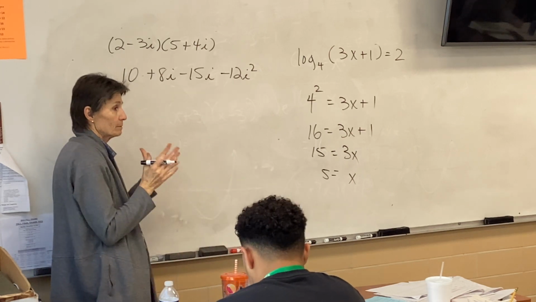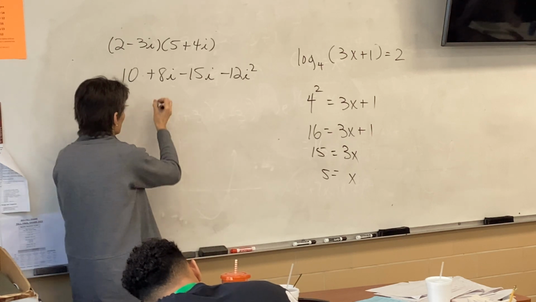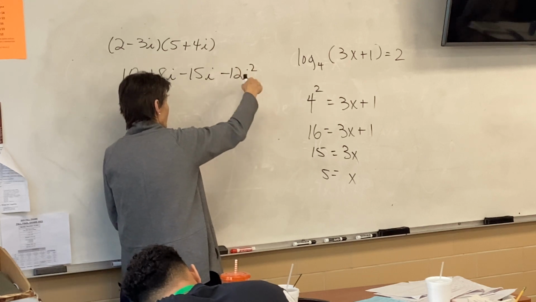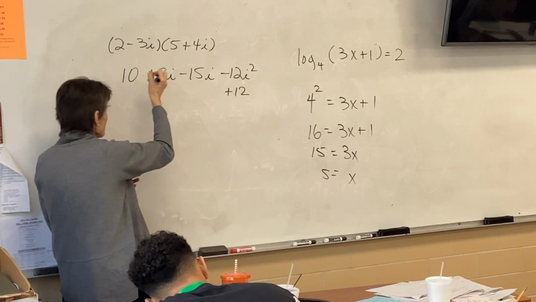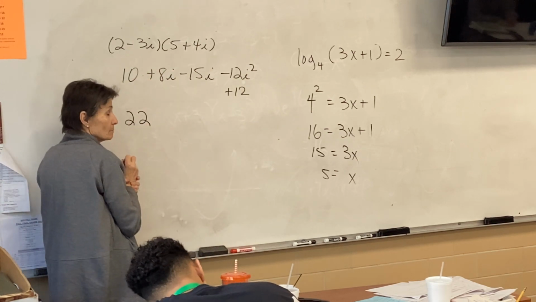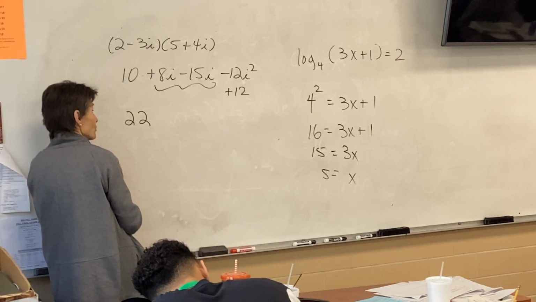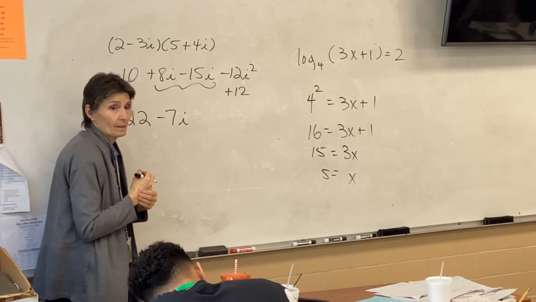Okay, now what can happen at this point? i squared is negative 1. This is negative 1, so this becomes plus 12, which can add to the 10 and give me plus 22. And then these are like terms, minus 7i. And there's your answer.